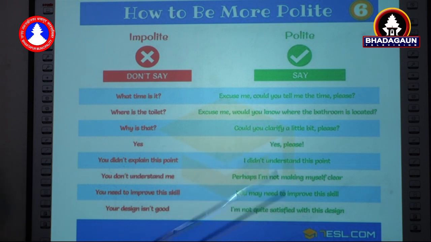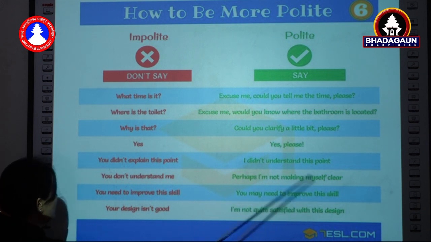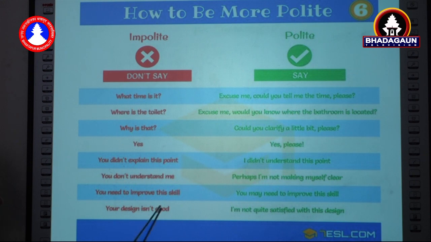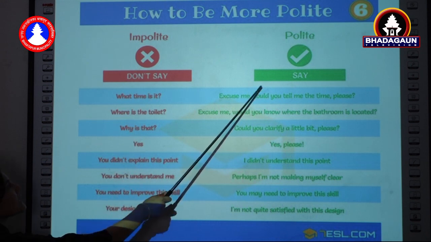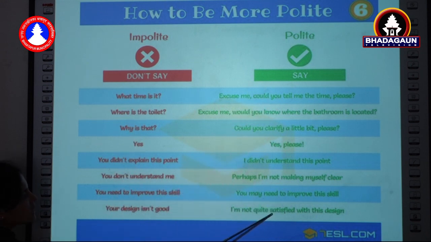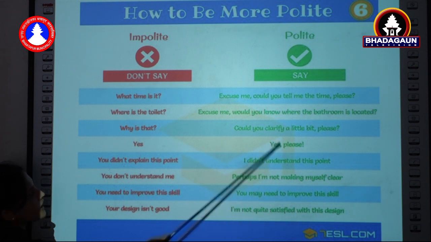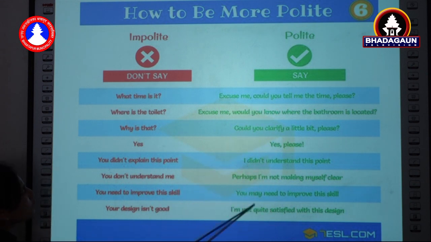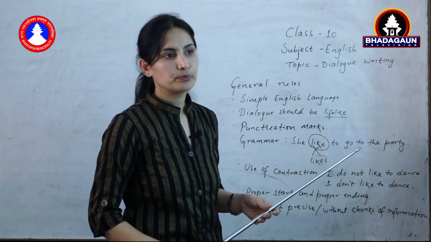This is a very diplomatic way. Instead of "You need to improve this skill", say "You may need to improve this skill." And next, instead of "Your design is not good", say "I'm not quite satisfied with this design." As I told you earlier, these sound informal, whereas these sound formal, polite, and diplomatic. It is also simple English, not very sophisticated language that we can't use in dialogue writing. They are simple, polite, diplomatic, and formal too.